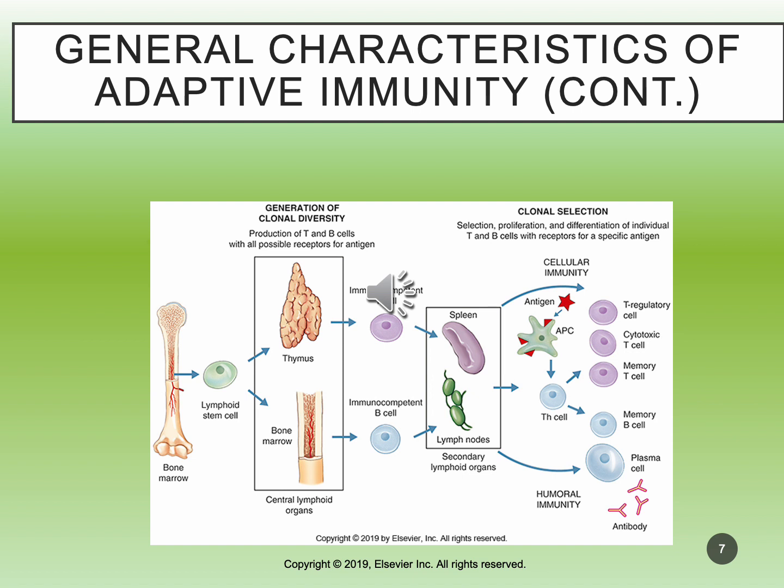And so that is phase one, the clonal diversity phase. Then we have phase two, the second phase, which is clonal selection. So what happens with clonal selection? In clonal selection, it is initiated once we have a foreign antigen. So that's what initiates the second phase.